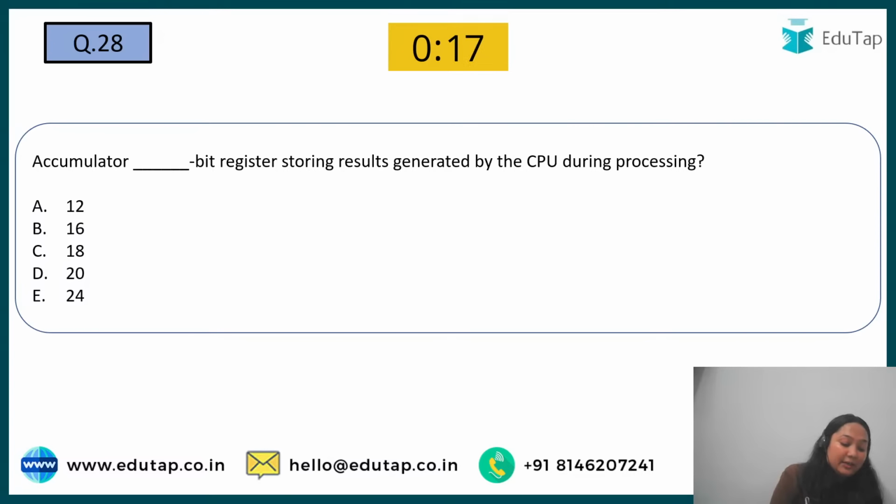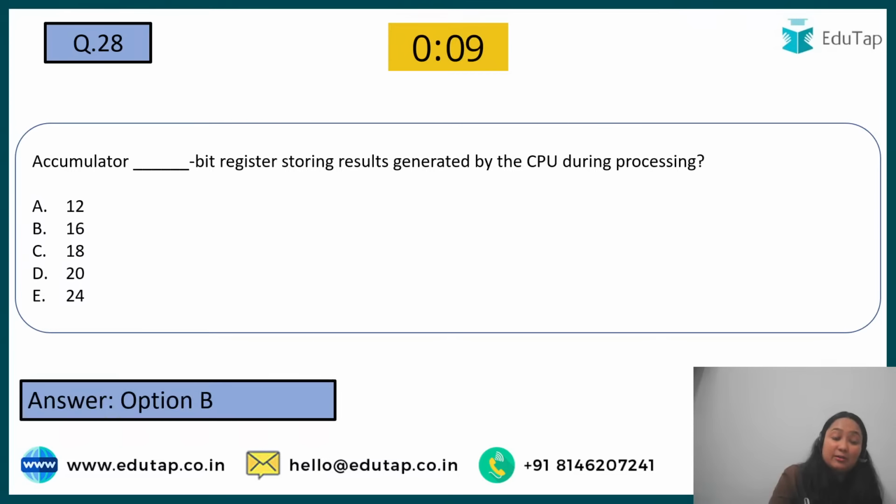Okay, and the accumulator is option number... I'm getting a variety of answers here. Most of the people are not giving the correct answer. The correct answer is 16. Okay, the correct answer is 16-bit register. All right.